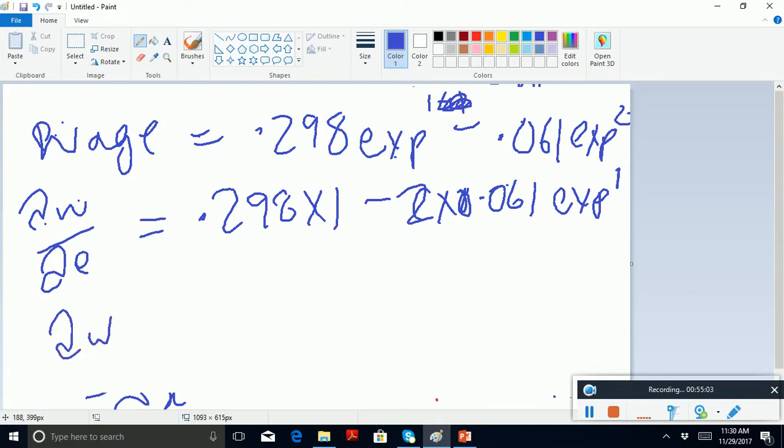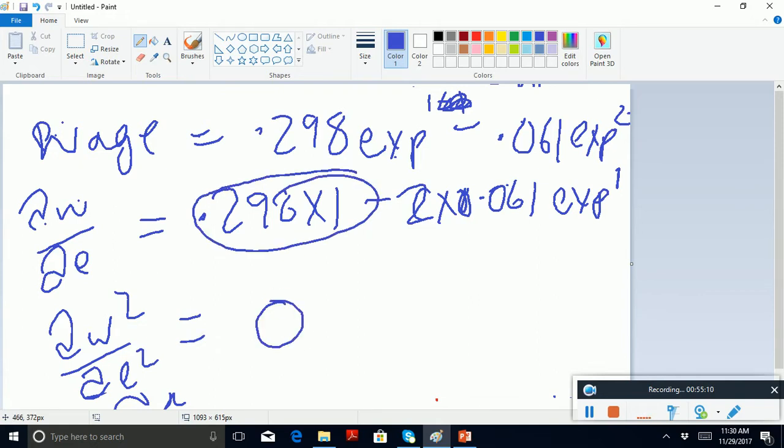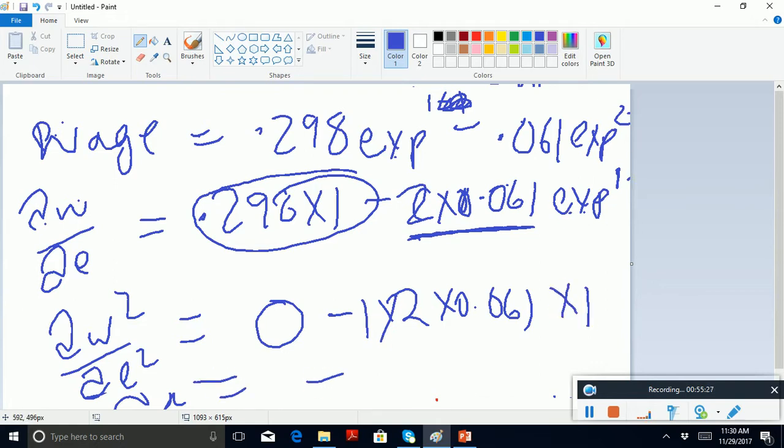When I do a second order, this is a constant, it becomes 0. This negative value remains. Experience to the power 2 comes forward, so minus 2 times 0.061, and 1 minus 1 is 0, so experience to the power 0 is 1, so I get a negative value.